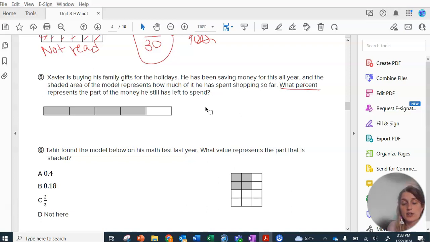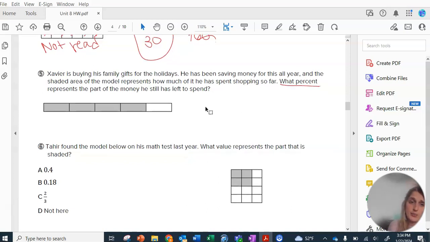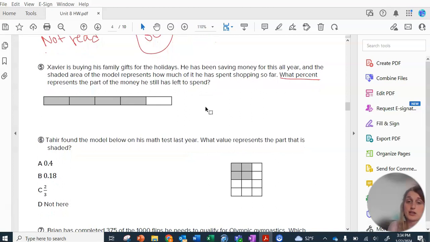Xavier's buying his family gifts for the holidays. He's been saving money all year long. And the shaded area represents how much he's spent on shopping so far. What percent represents the part he still has left to spend?